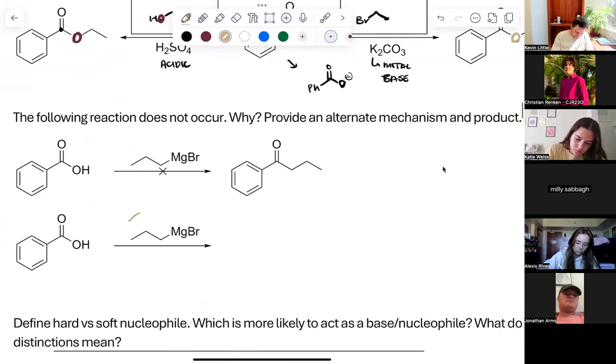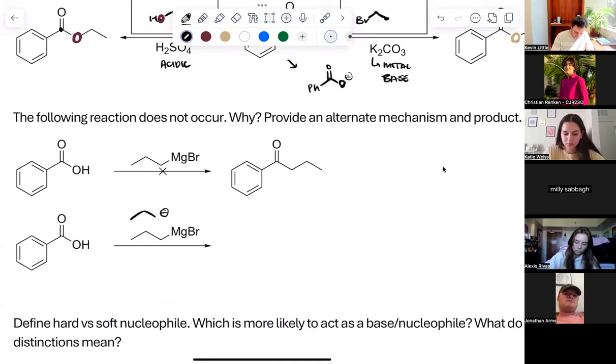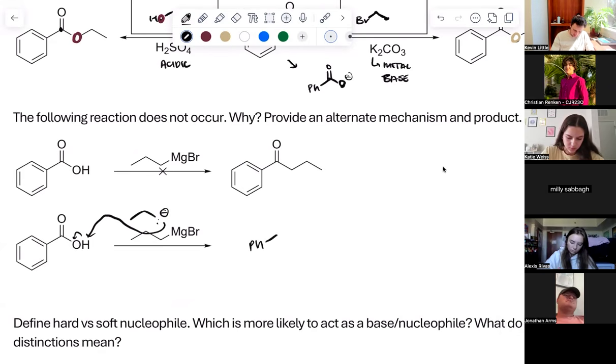This question is just trying to get you to see that with Grignards, if there's an OH present, it's going to deprotonate the carboxylic acid instead, and that's going to quench my Grignard. And no reaction can happen after that point.